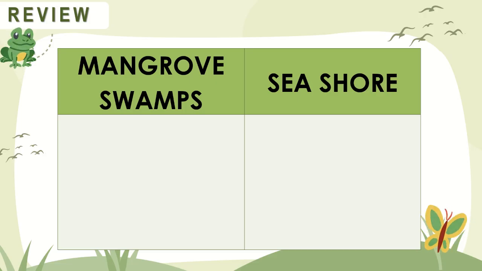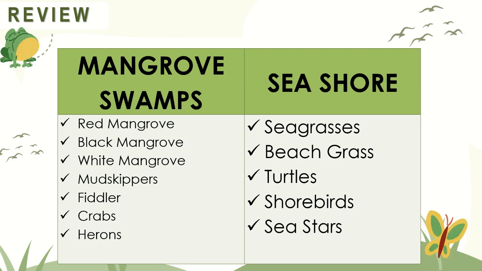Let us now answer. For mangrove swamps, we have red mangrove, black mangrove, white mangrove, mud skippers, fiddler crabs, and herons. And for the seashore, we have sea grasses, beach grass, turtles, shorebirds, and sea stars.